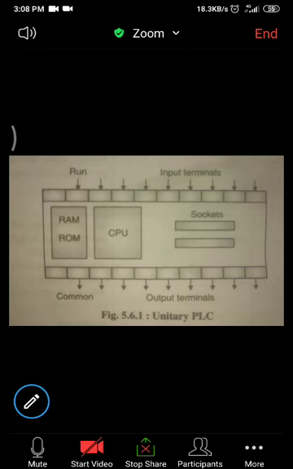So first is the unitary PLC. As shown in the diagram, every single component or block of PLC is fitted in a single casing. That's why it is called a unitary PLC. Uni means single. It is also known as a shoebox PLC or micro PLC. It has its own power supply, CPU, and a limited number of input outputs. These can be a maximum of 20 inputs and 12 outputs, so a maximum of 32 IOs, that is input outputs, can be there.